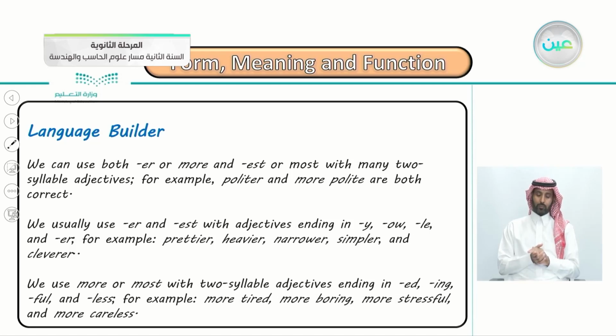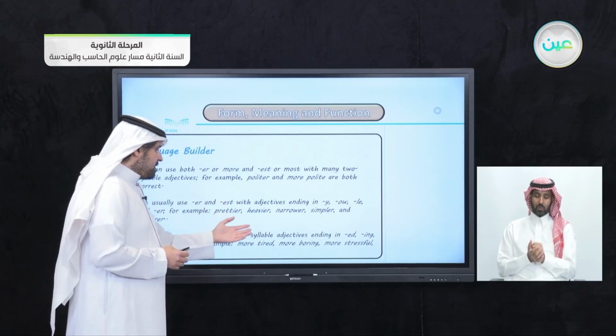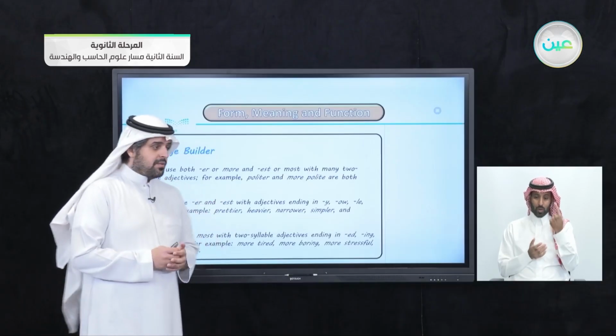We usually use ER and EST with adjectives ending in Y, OW, LE, and ER. For example, the adjective pretty, we say prettier. The adjective heavy, we say heavier. Narrow, narrower. Simple, simpler. And clever, we say cleverer. So we usually add ER or EST. So we treat them as if they were one-syllable adjectives.